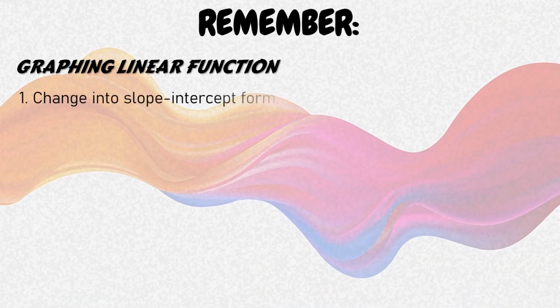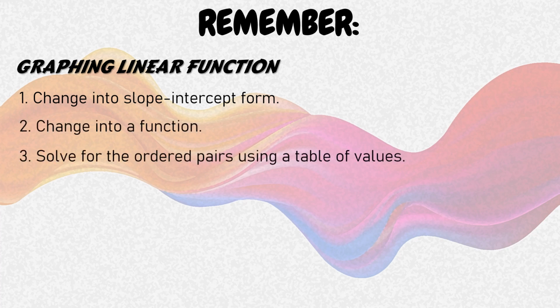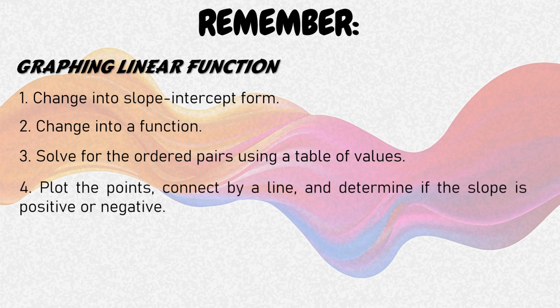In graphing linear function, first step is to change into slope-intercept form. Second is to change into a function. Third is to solve for the ordered pairs using a table of values. Next is plot the points, connect by a line, and determine if the slope is positive or negative.